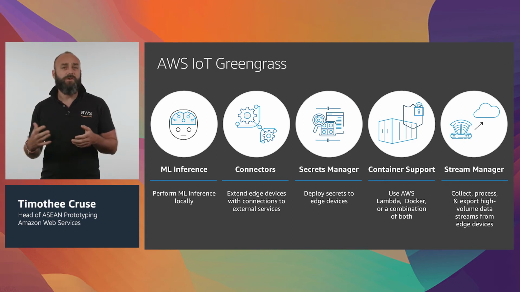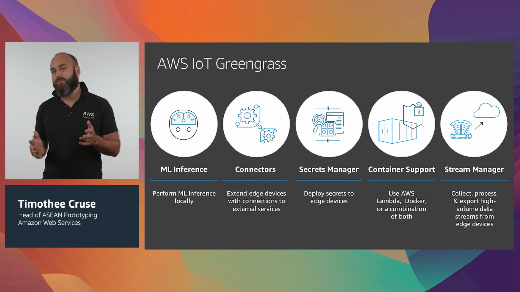Greengrass supports and orchestrates containers on your device, extremely valuable feature. A lot of customers have packaged their business logic into containers and are simply deploying those onto their devices via Greengrass. Finally, the Stream Manager, which allows your business logic to collect, process, and export high volume of data streams from the edge device to Kinesis streams, for example. These core capabilities within Greengrass will be used in the architectures I'll be showing you to manage your edge vision workloads.